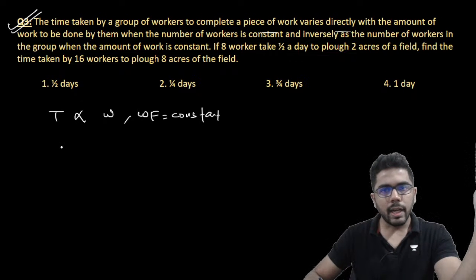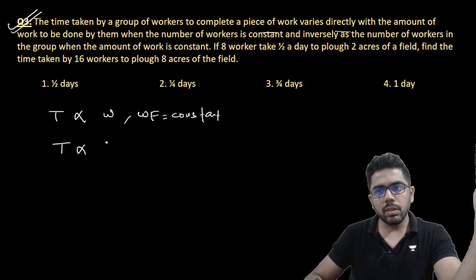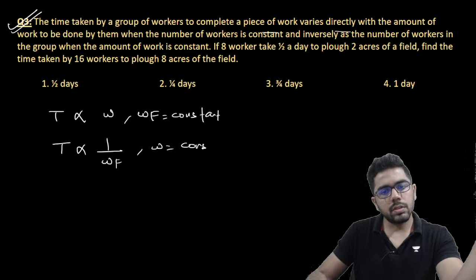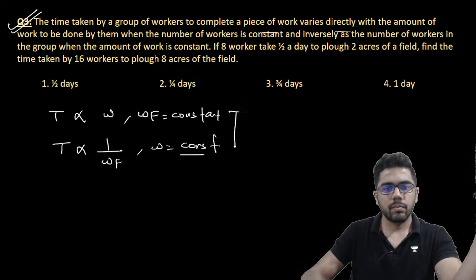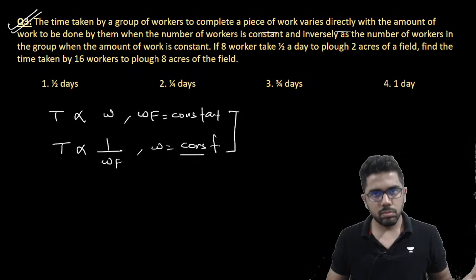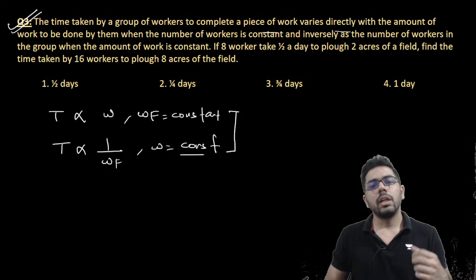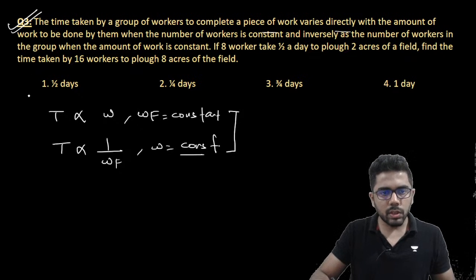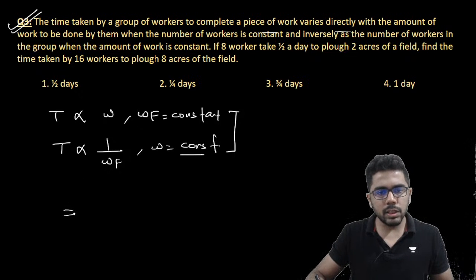रहा है. And the time varies inversely to the number of people if the work is constant. अगर काम कांस्टेंट है, if you increase the number of men, time will come down. ज्यादा लोग हैं जल्दी काम खत्म करेंगे. Decrease the number of men, कम लोग हैं तो they will take more time. So this is what is given. Now how do I combine these two results?